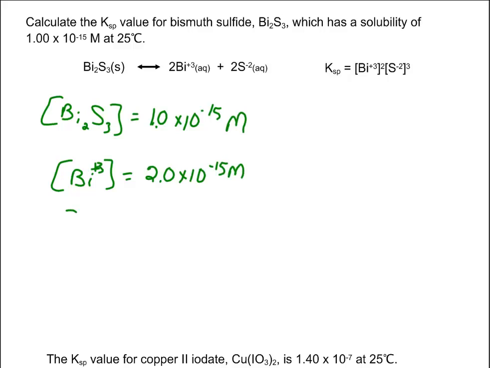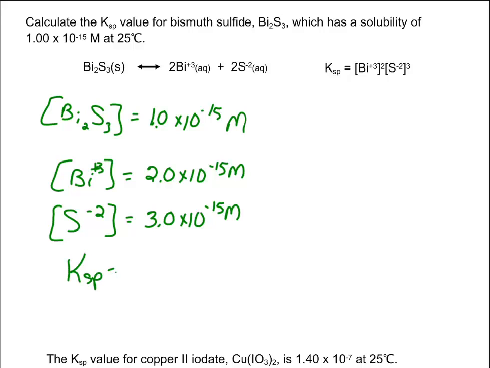My concentration of sulfide, again, there are 3 sulfides for every 1 bismuth sulfide. So if I have 1 times 10 to the negative 15 molar bismuth sulfide, I'm going to have 3 times that amount of sulfide. So my concentration at equilibrium of sulfide is 3.0 times 10 to the negative 15 molar. Now that I have solubilities, I can figure out what the value of the KSP is because I can just put these numbers in the equation.